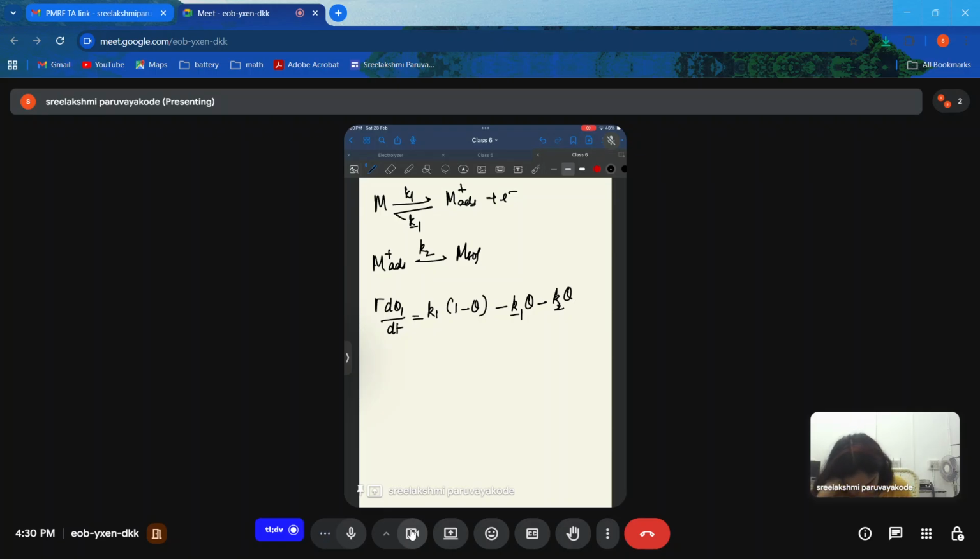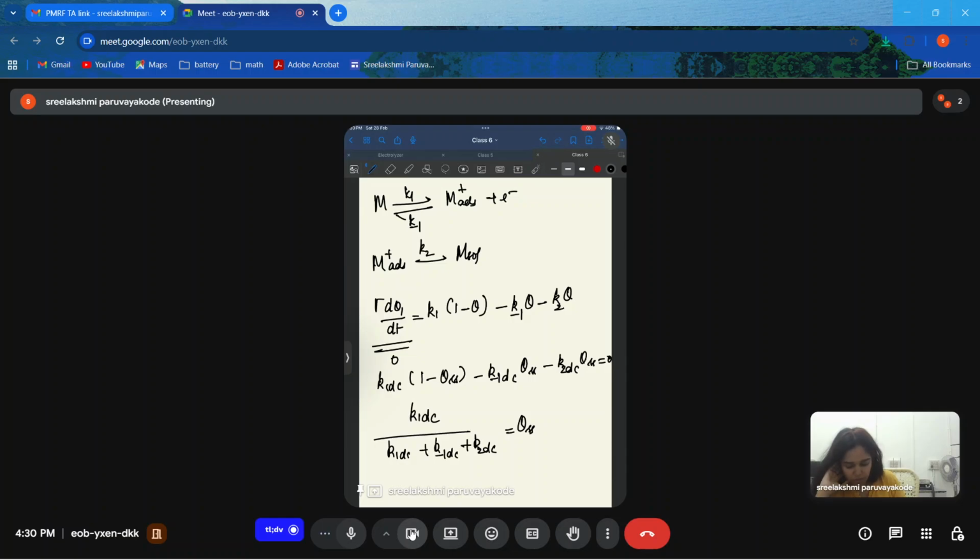Now what is the next step? Fractional steady state. So how do you do that? Equate it to 0. So K1 dc, 1 minus theta ss, minus K minus 1 dc theta ss, minus K2 dc theta ss equal to 0. So it becomes K1 dc by K1 dc plus K minus 1 dc plus K2 dc equal to theta ss. Just simple rearrangement. Okay, you got that also.